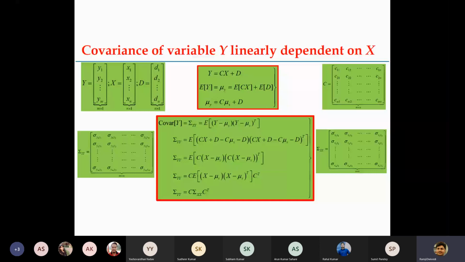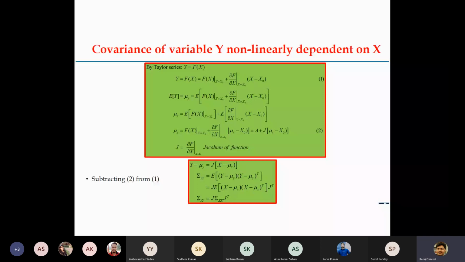Okay, so this is the covariance of variable y, which is linearly dependent on x. It's very simple. So I hope you get the slide now. Moving on to the next slide. As I've told you, we are more interested in non-linear dependence on x, because linear dependency is very simple. Y is equal to ax plus b kind of scenario is very rare, isn't it? You will always be working towards non-linear types of system. And how to do that?